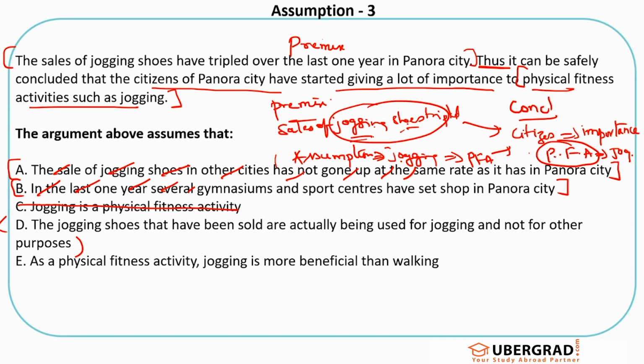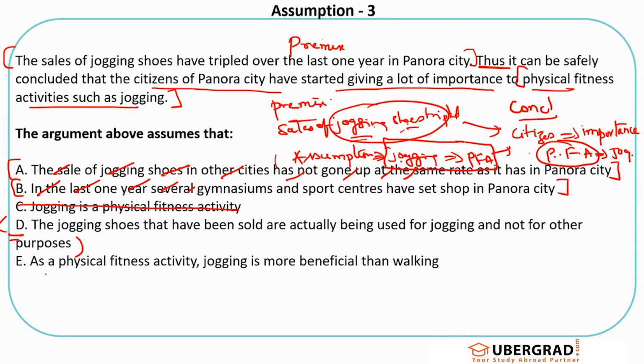The jogging shoes that have been sold are actually being used for jogging and not for other purposes. See, I might buy jogging shoes and might use them for, let's say, I don't know, to hit someone. Just meaning, there's a new sport trend that has popped up in the city that people can throw shoes at random people. I'm just kidding, but I'm just saying. So some random events can also lead to people buying more jogging shoes, but they're not actually using them. Maybe that's a new trend to use them for parties, maybe some theme parties. Who knows? So just keeping that in mind.